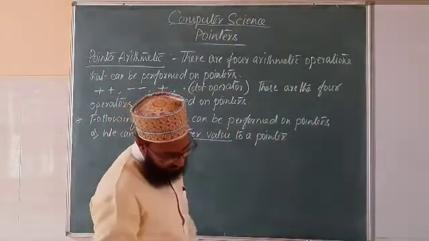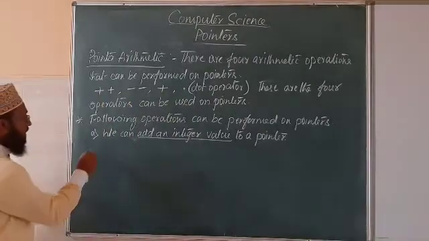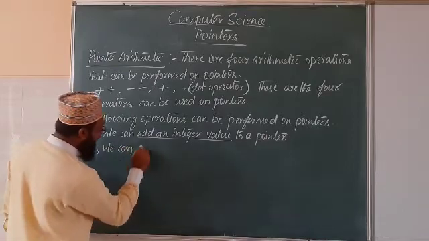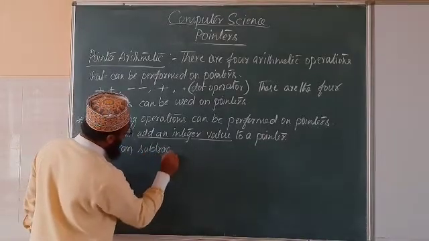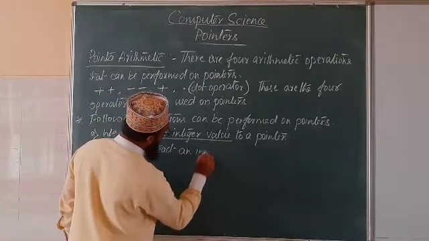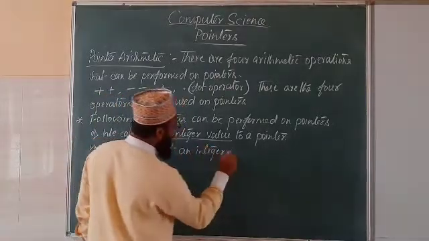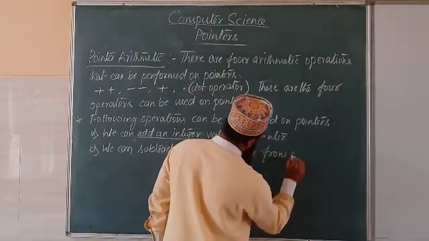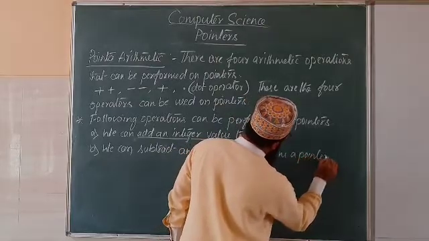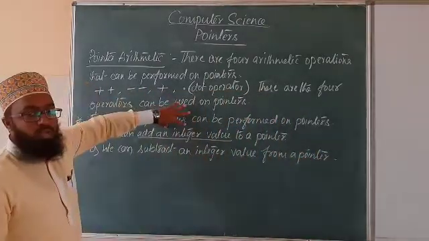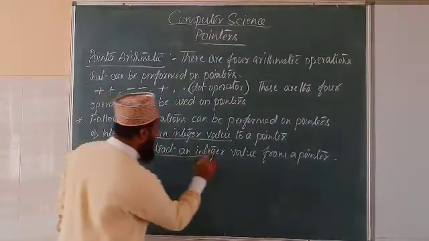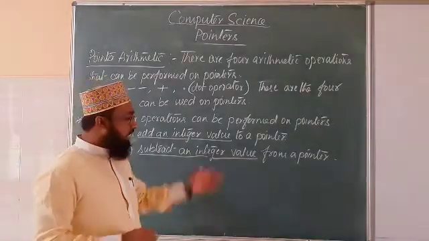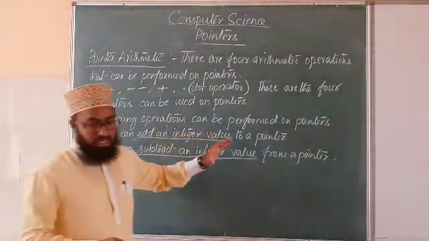The next thing is, as we add, the same way we can subtract. We can subtract an integer value from a pointer. As we are able to add the integer value, the same way we are able to subtract an integer value from the pointer. These are the things we can do, and a few more things are there. We shall see here.